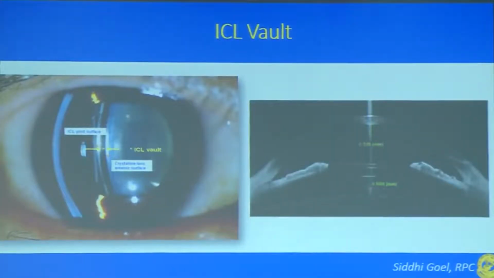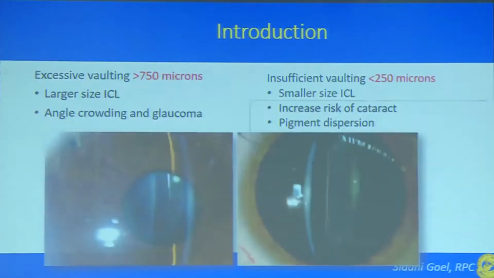So this is a slit lamp image which shows us the ICL vault. Here, the space between the yellow arrows, marked by the asterisk, is the ICL vault. And this is the corresponding anterior segment OCT which we routinely do in our post-op patients to assess the ICL vaulting. So why is vaulting important?